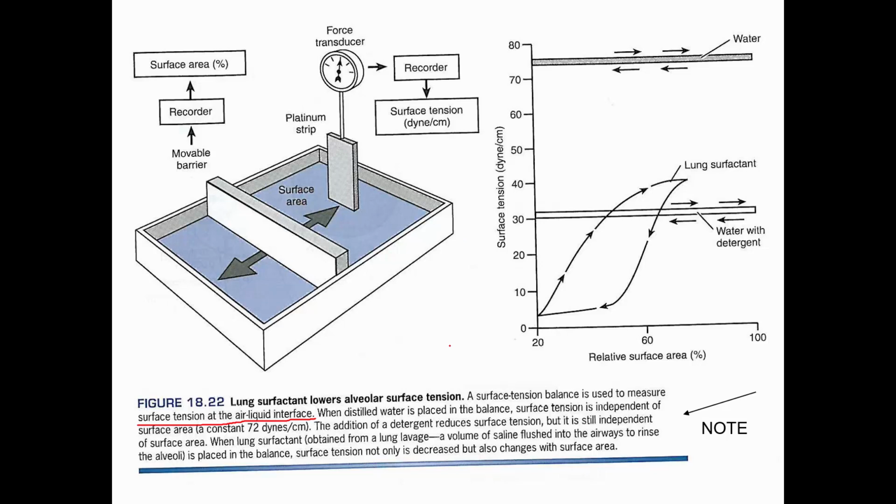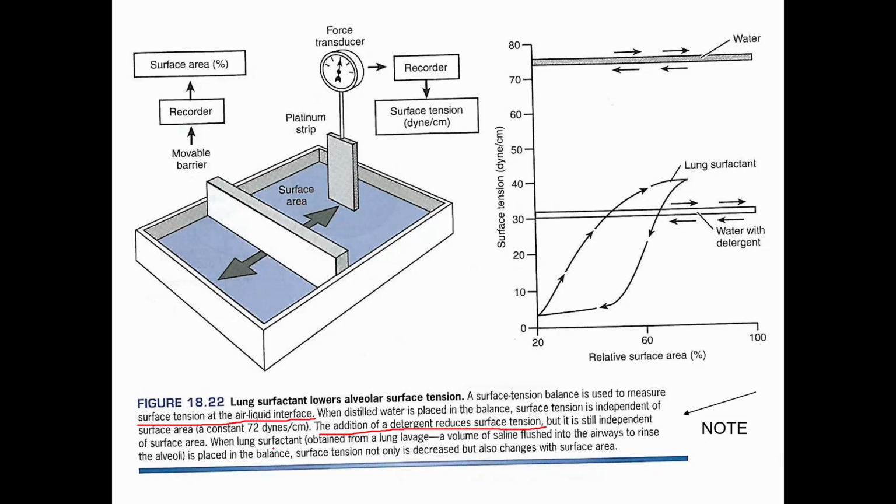So in this particular experiment, they have just water in the device, and they move the device back and forth, and you see what the surface tension is. Then they can add detergent to the bath, and as the device is moved, that detergent lowers the surface tension, and you see a decreased measurement on the gauge there. So the addition of the detergent reduces the surface tension.